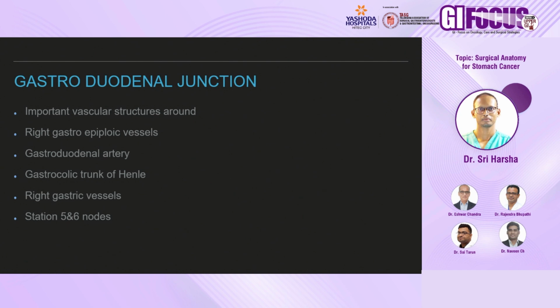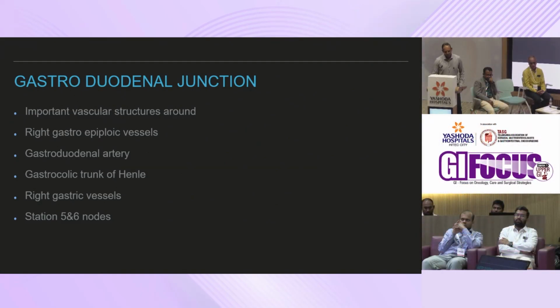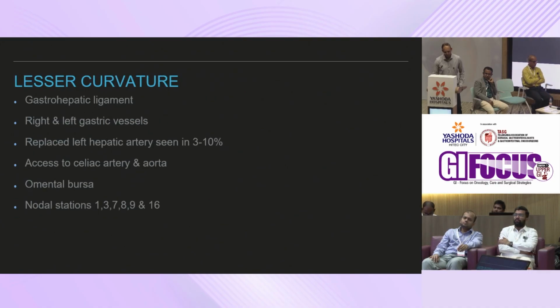And the gastrocolic trunk of Henle, as we all discussed, just lies in the inferior aspect of the pylorus. It can cause troublesome bleeding, especially in bulky tumors which are at the distal stomach, and also the right gastric vessels. And this is also the site where you dissect out the station 5 and station 6 nodes when you are doing a D2 gastrectomy.